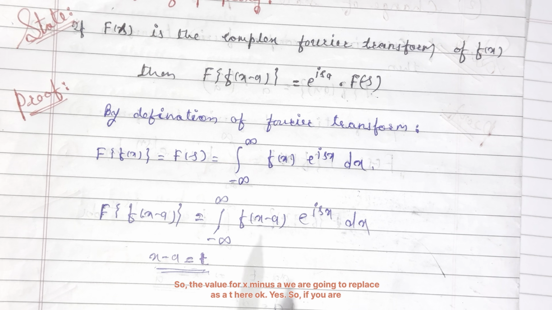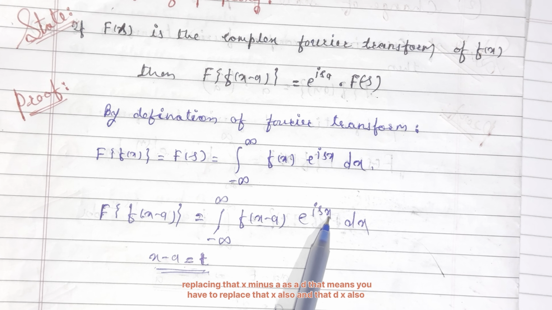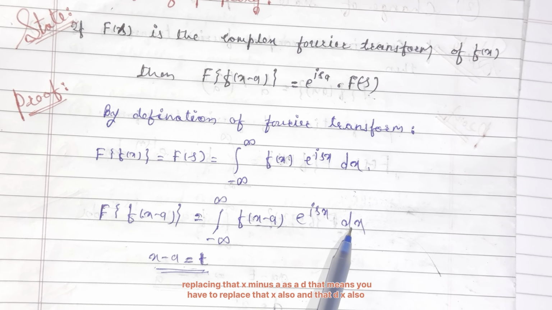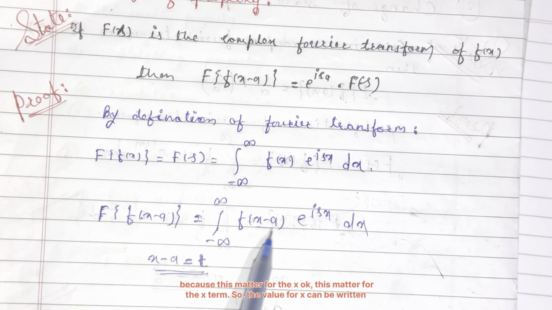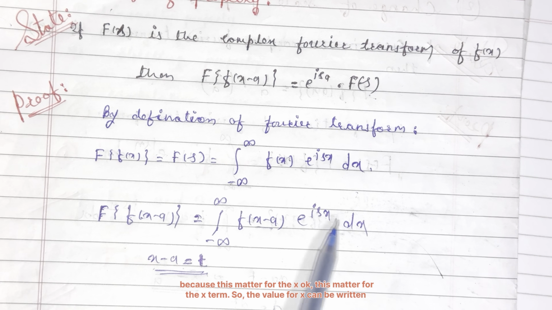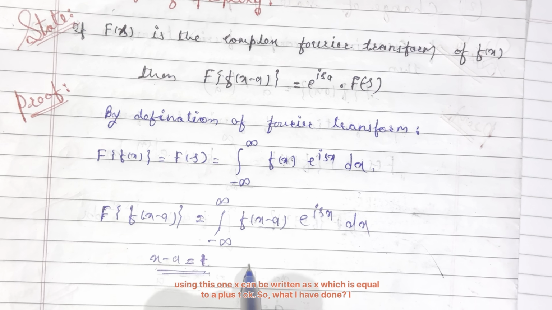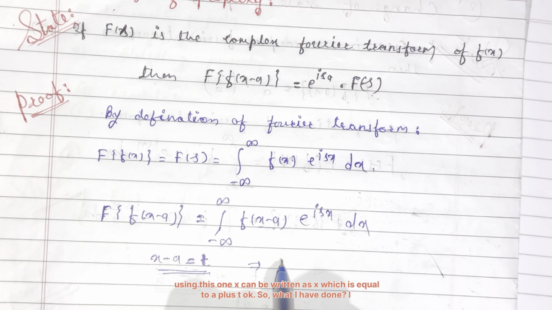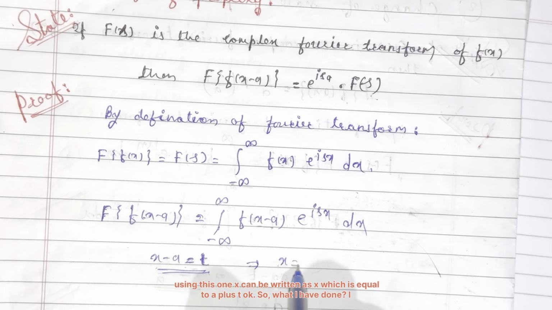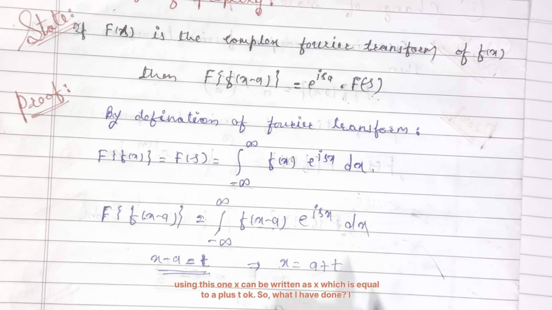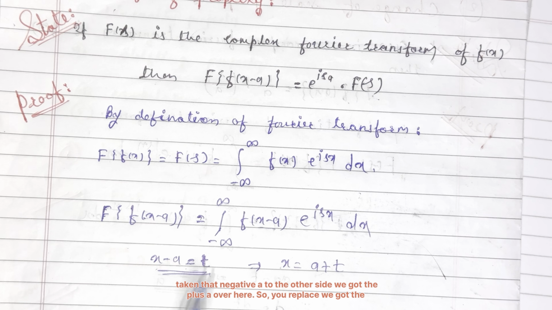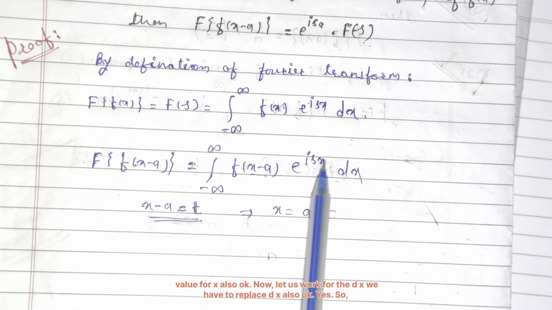If we replace x minus a with t, we also have to replace x and dx, because they matter for the x term. The value of x can be written as x equals a plus t. I took the negative a to the other side and got plus a, so we get the value for x as well.